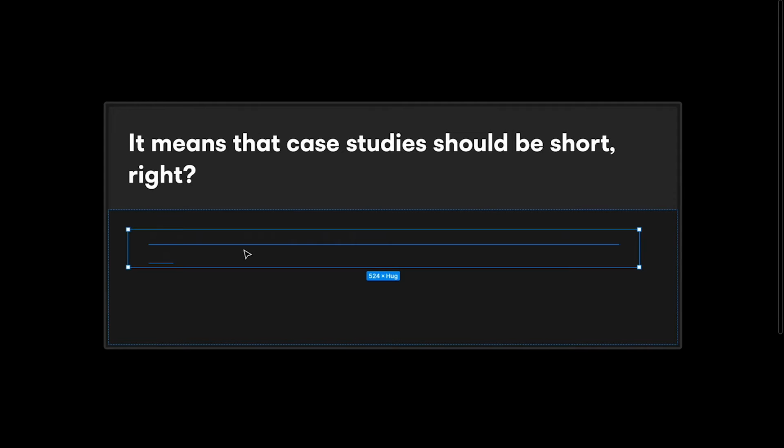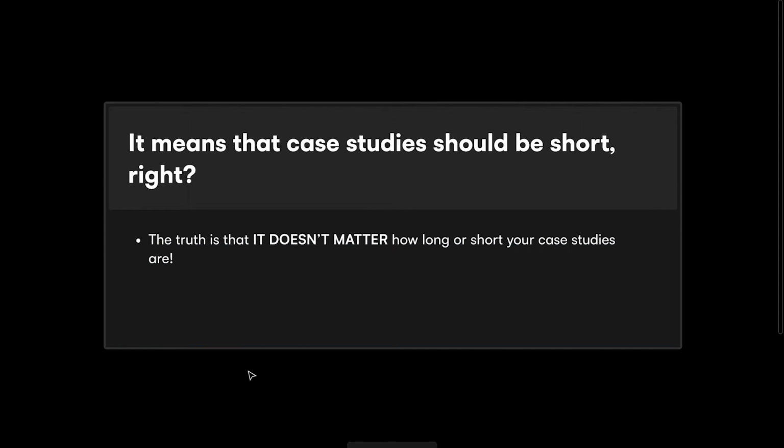Okay, let's move forward. So that might lead you to a question. Does it mean that case studies should be short? Right? Does that mean case studies should be short? Now, here is the truth. The truth is it doesn't matter at all how long or short your case study is, right? It doesn't matter. And I'm going to show you proof right now.